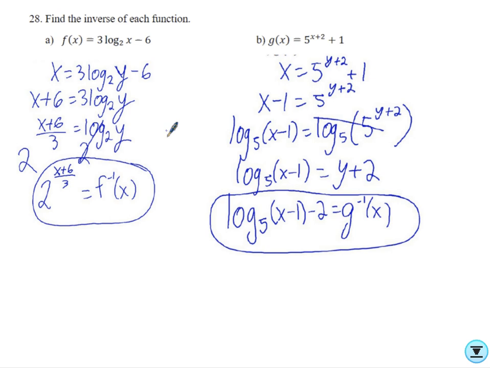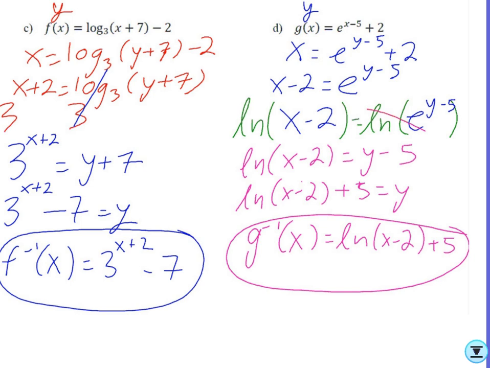Then, to get rid of the exponential base of 5, I took the log base 5 of each side. So on the left, that turned into log base 5 of x minus 1. And on the right, the log base 5 and the exponential base of 5 canceled to equal y plus 2. Then finally, I needed to get y by itself, so I subtracted 2 from each side. That's how I got my final answer: log base 5 of x minus 1, minus 2 equals g inverse of x.